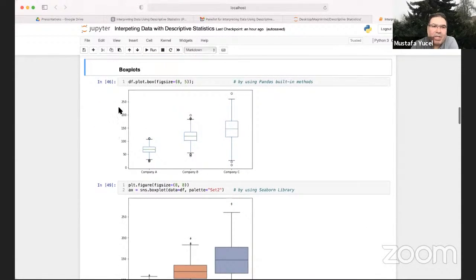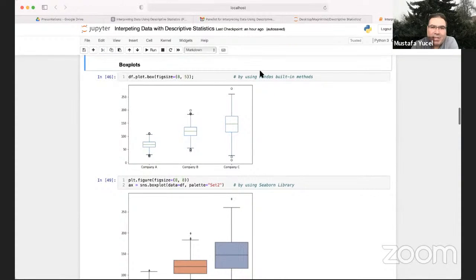Then we will check box plots. We already have seen box plots. Data frame plot, again we use pandas built-in methods. Data frame plot box, figure size, and then it will give us the first company, second, and third company. You see in this company, most salaries are clustered around here because our standard deviation is very small here, just 15K. It's around here, but there are still some extreme values above and below the whiskers.